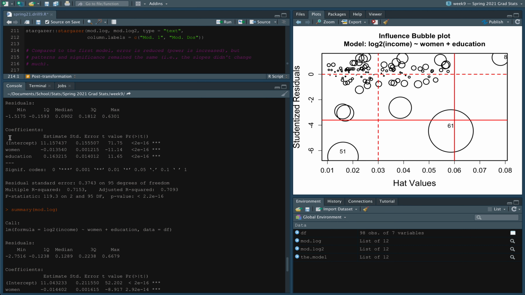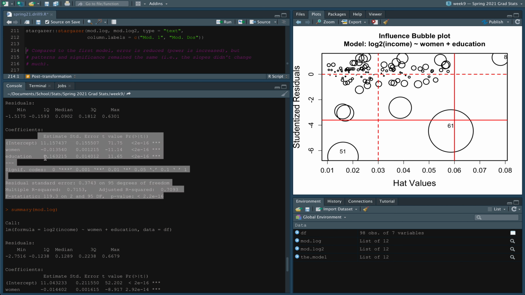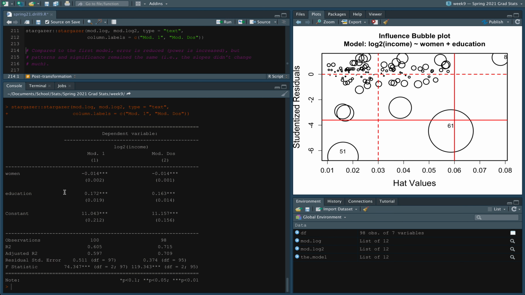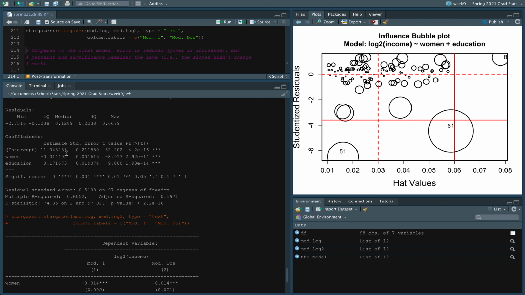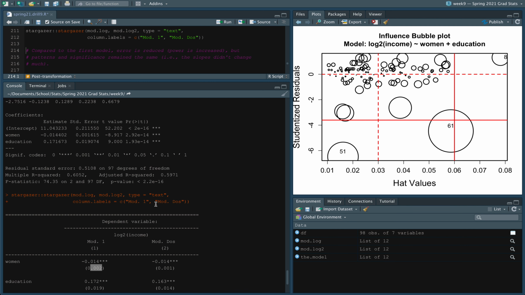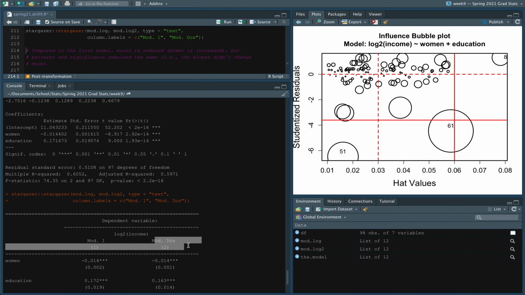So if you don't have Stargazer or want to see the basic summary, it's all here. What we can see is that our model 1, which is this first one, has our slope of women, and these in parentheses are our standard errors. And then this is that second model.